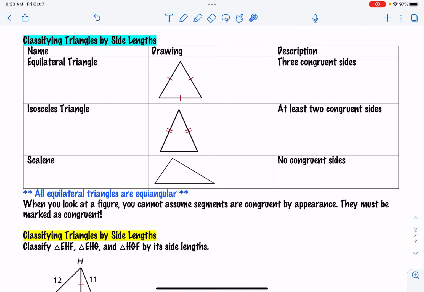So also what I want you guys to know is that when you look at a figure, you cannot assume segments are congruent by appearance. They must be marked as congruent. Like I don't want you to ever look at a triangle and say, well, those sides look congruent. Unless they have these tick marks on them, you cannot assume anything. So make sure you're always going by tick marks and not just a look.